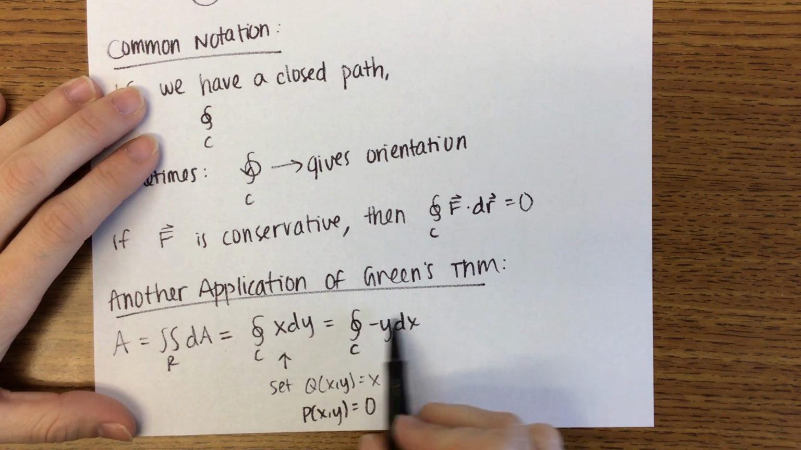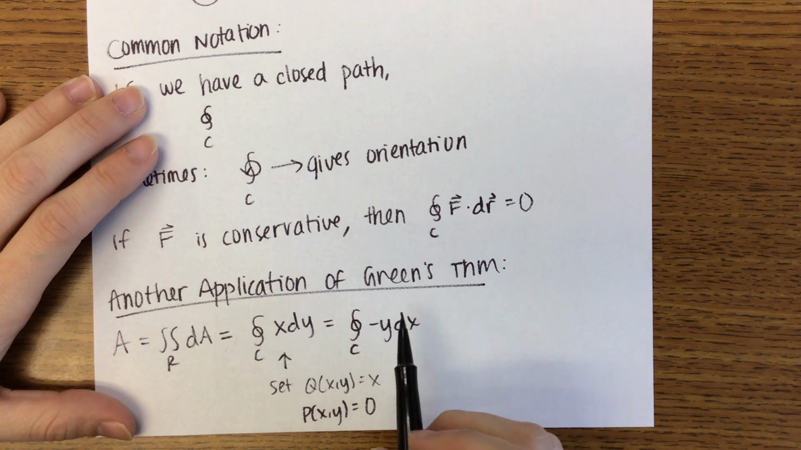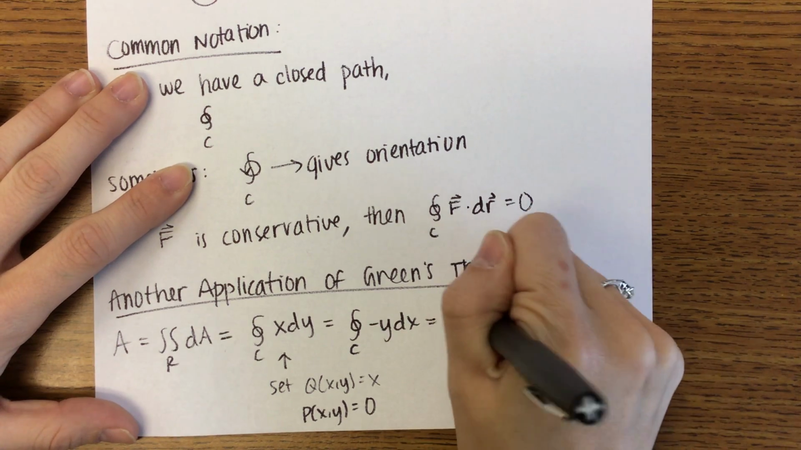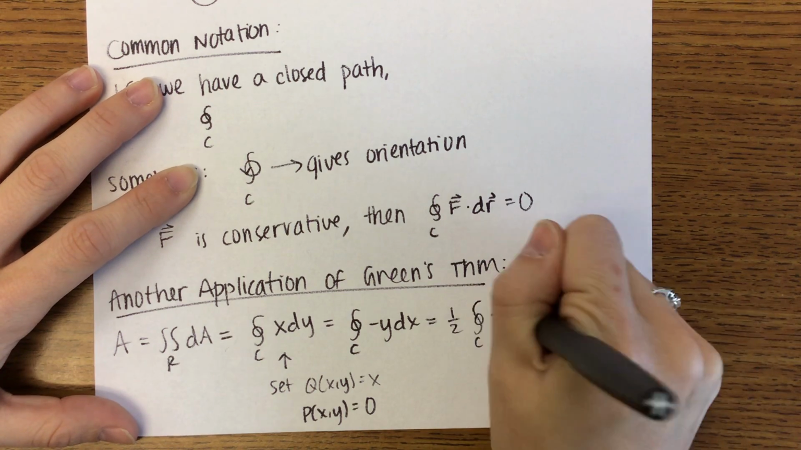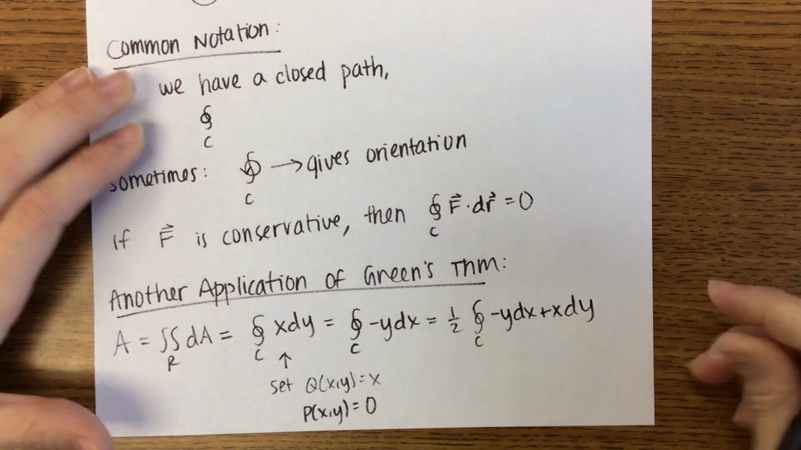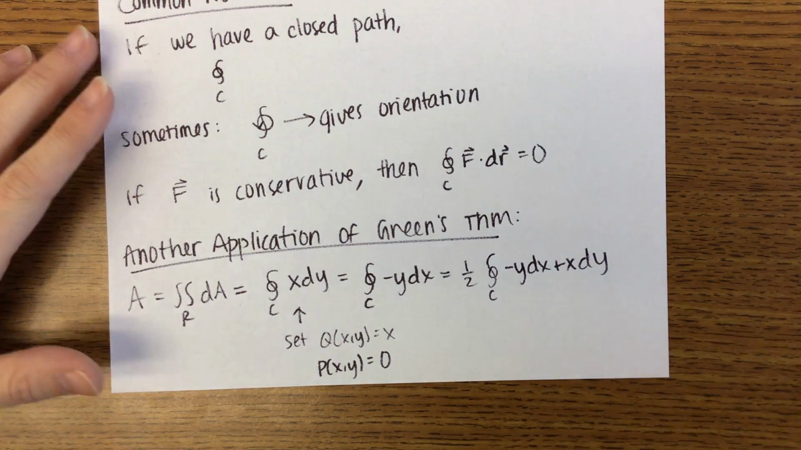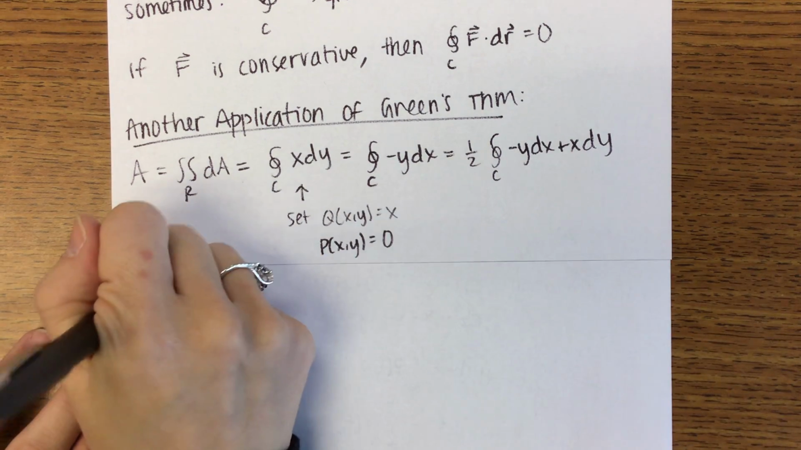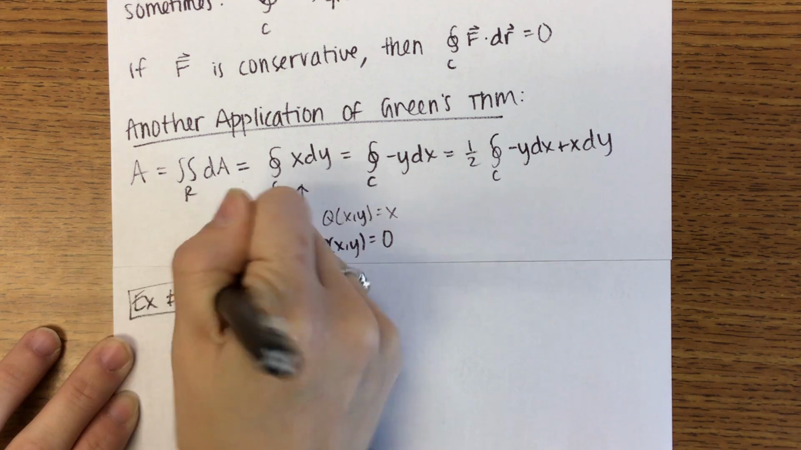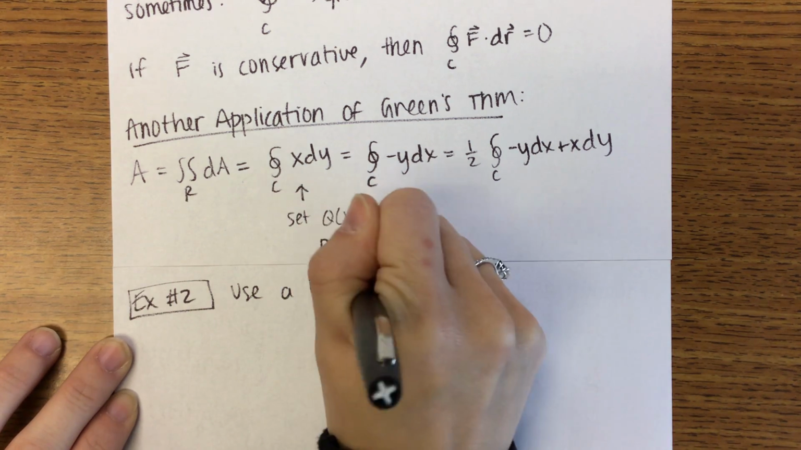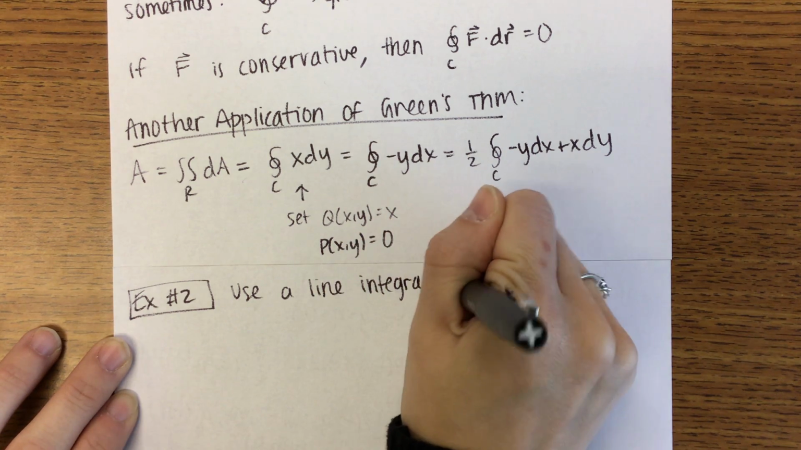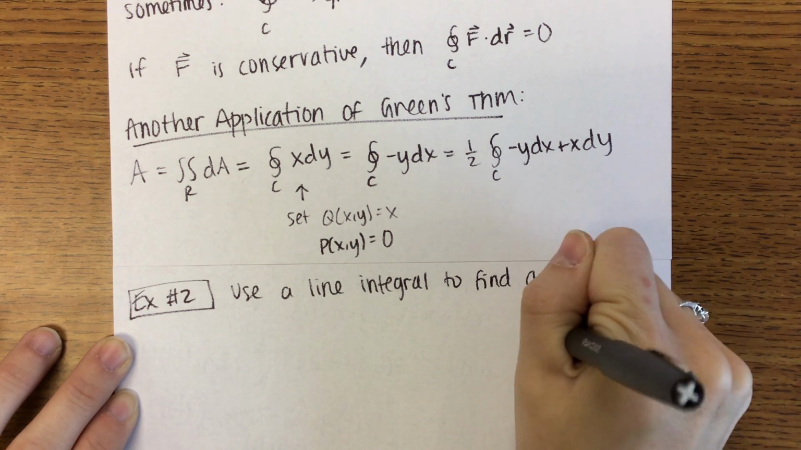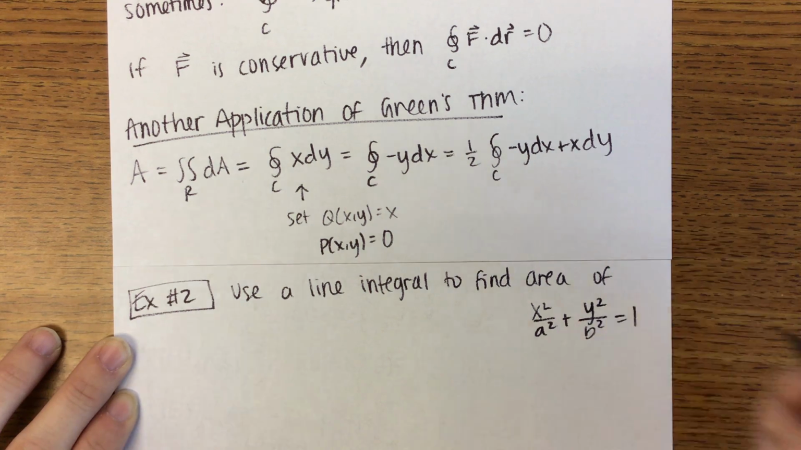This would be the other way. Set p of xy equal to negative y and q of xy equal to 0. This is also 1/2 the line integral of negative y dx plus x dy. Here's how you might see this. Use a line integral to find the area of x squared over a squared, add y squared over b squared equals 1.